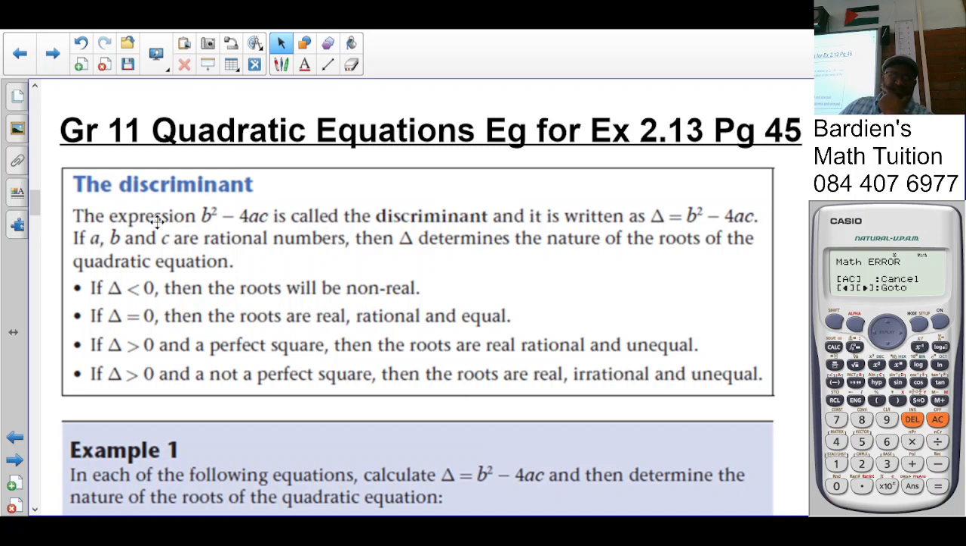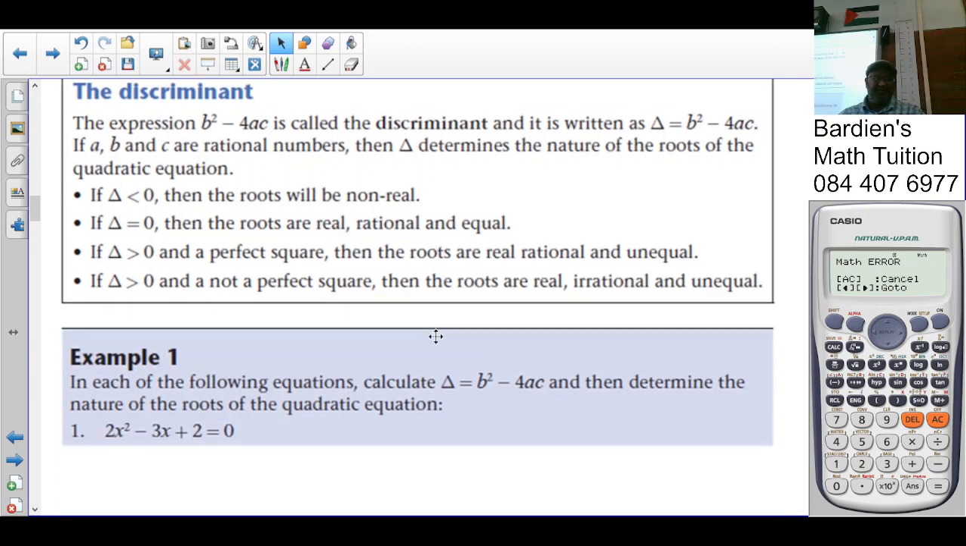summary. Now the discriminant is the expression b squared minus 4ac. The expression b squared minus 4ac is called the discriminant and is written as delta, or that triangle, is equal to b squared minus 4ac. If a, b, and c are rational numbers, then delta determines the nature of the roots of the quadratic equation.